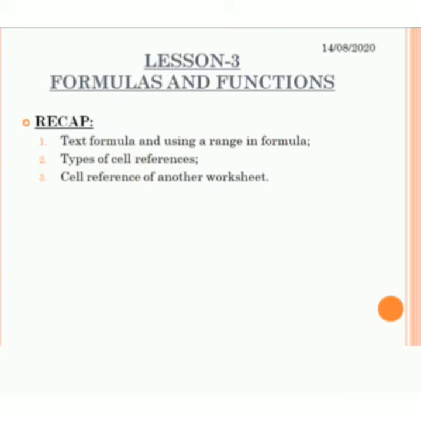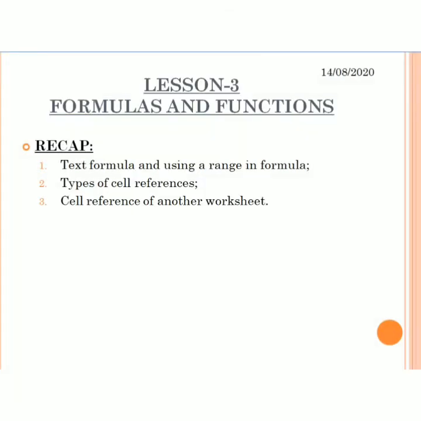Now let's start the session. Let's do a quick recap of what we have learned in the last class. In the last class, we have learned about text formula and using a range in a formula, isn't it? So, what was the text formula, dear children? Text formula is a formula which is used in order to concatenate any two given words. And we use which symbol for it? We use the ampersand symbol.